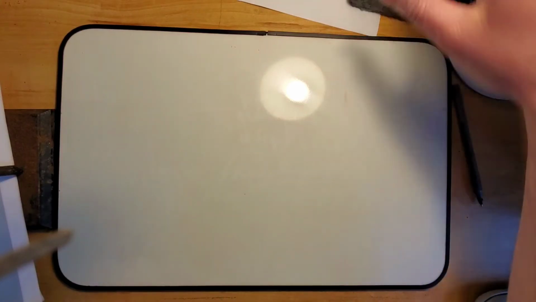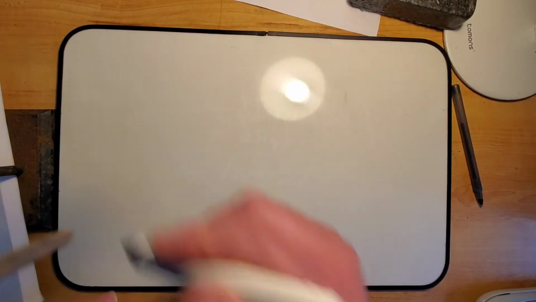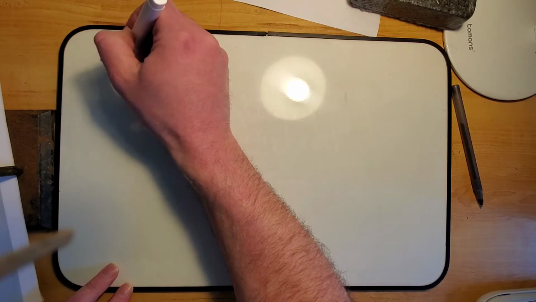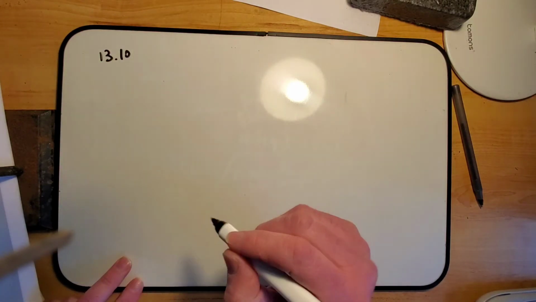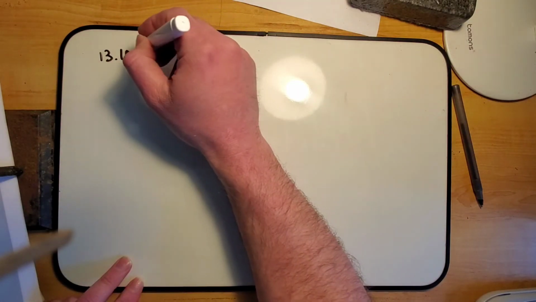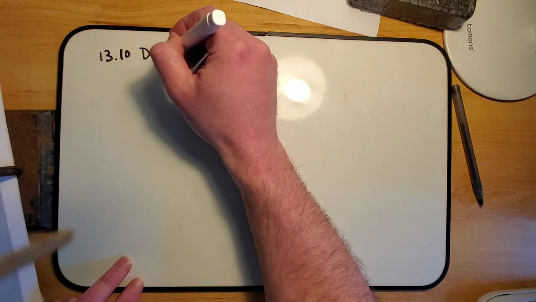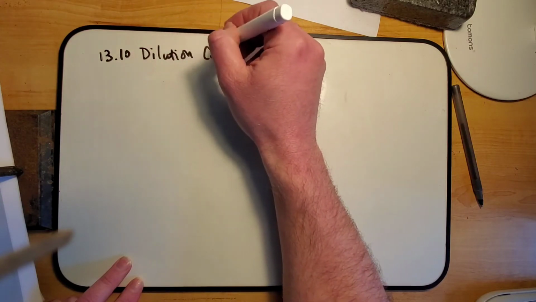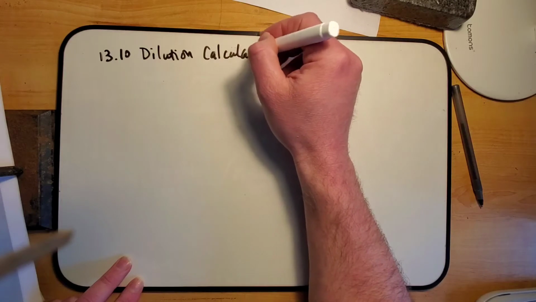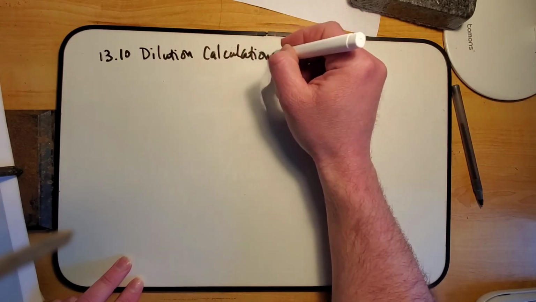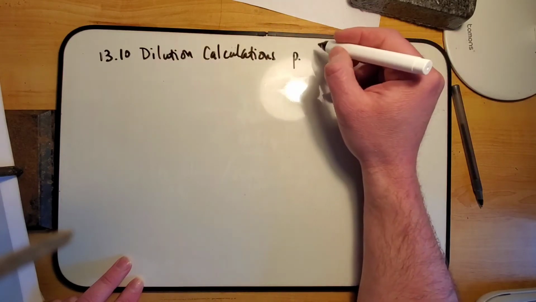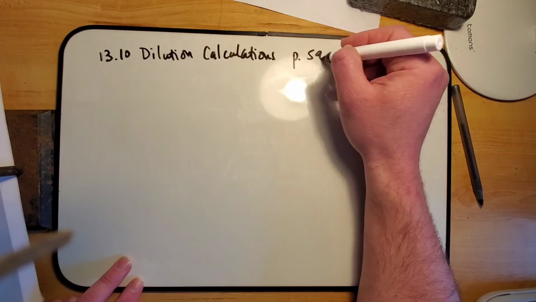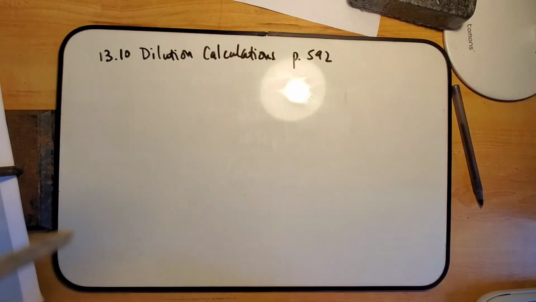Okay, so we're now going to cover the last part of the chapter, which is 13.10, and this chapter is dilution calculations. We are on page 592. Okay, so what is a dilution, guys?